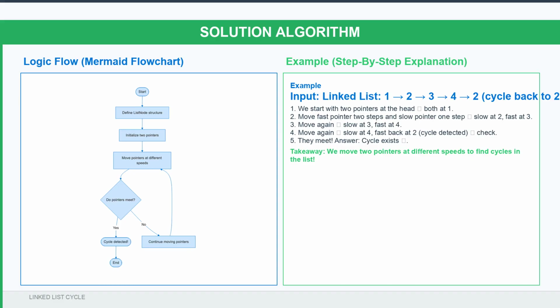The time complexity for this approach is O(n), and the space complexity is O(1), making it efficient. Finally, we can implement the function that checks for cycles in a linked list using these steps. By following this process, you can effectively determine if a linked list contains a cycle.